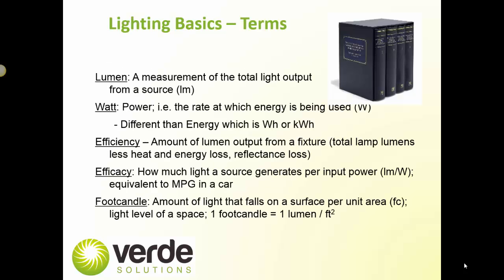Some terms we'll be using today, some lighting basics, are lumen, which is a measure of total light output from a bulb or a source. Watts, which is the power used, which is different than energy, which is a watt hour or a kilowatt hour. Efficiency, which is the amount of lumen output from a fixture, and so that does not include heat loss and buzzing losses. Efficacy is how much lumens per watt a bulb produces, and a foot candle is the amount of light that falls on a surface per unit area.